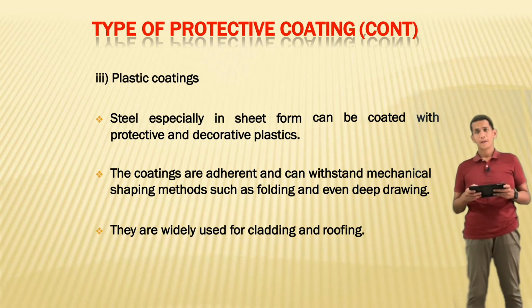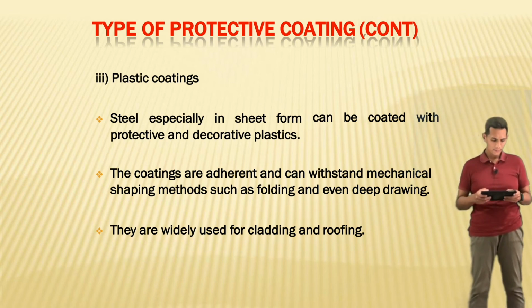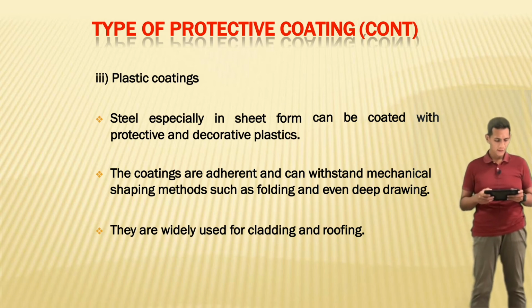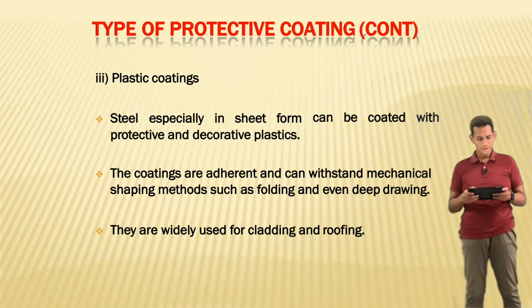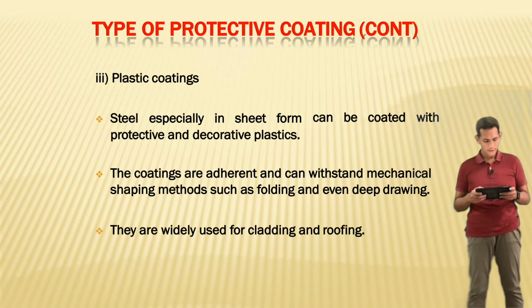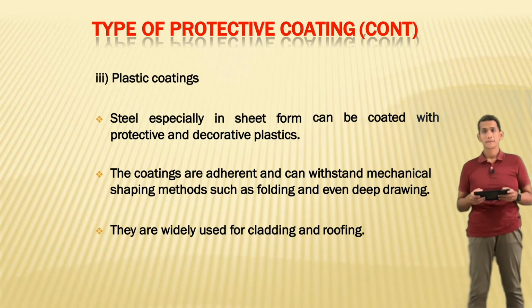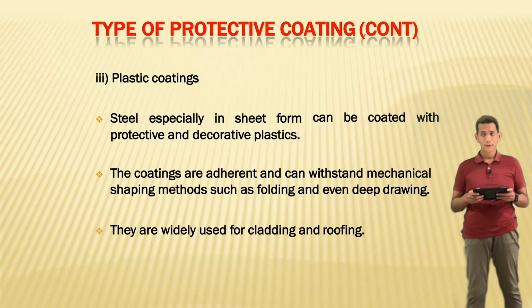And then we have plastic coatings. Steel, especially in sheet form, can be coated with protective and decorative plastics. The coatings are adherent and can withstand mechanical shaping methods such as folding and even deep drawing. They are widely used for cladding and roofing.